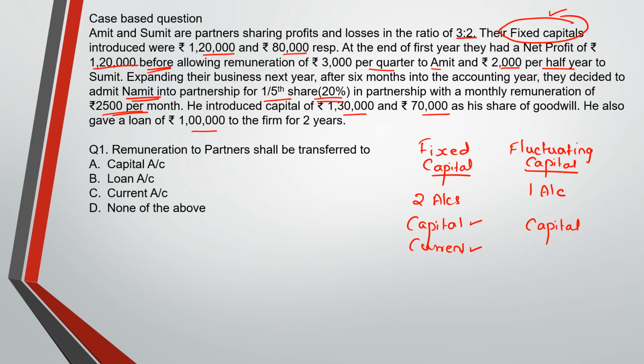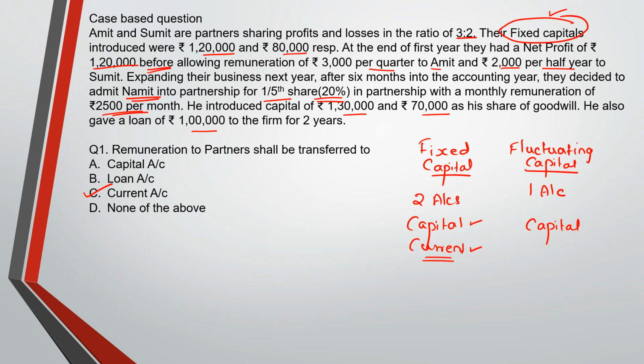And in this given situation, they are maintaining fixed capital system and therefore the items of appropriation go into current account, and therefore the remuneration to partners shall be transferred to current account would be the right answer. So I hope now this concept of fixed and fluctuating capital system is clear to you. Always refer to the question carefully to see which method they are following. If nothing is specified, you can take it as fluctuating capital. But when it is said fixed capital, then you know that they maintain current account.